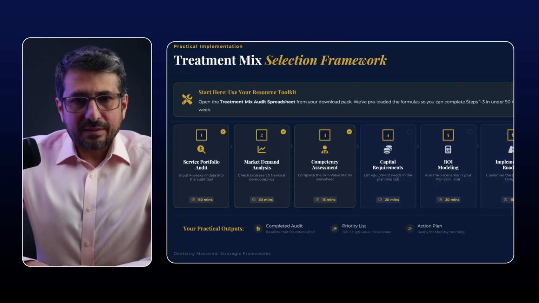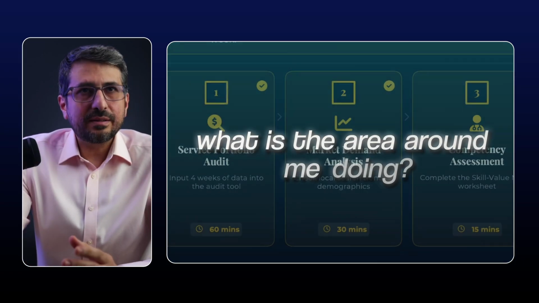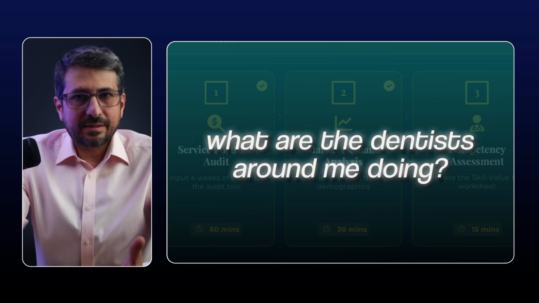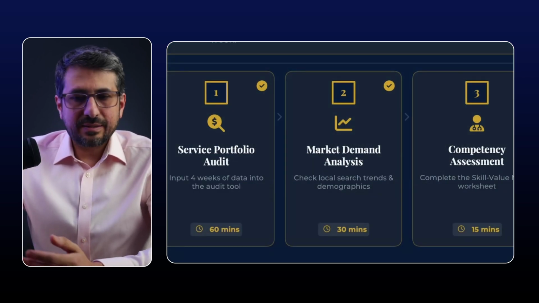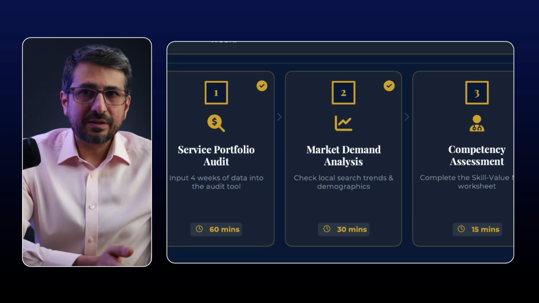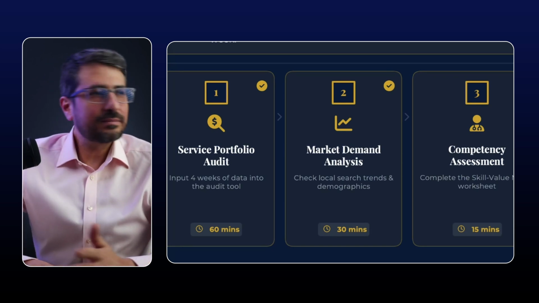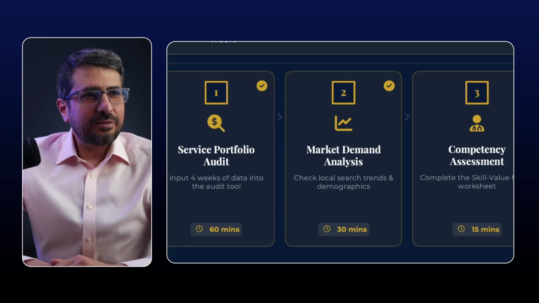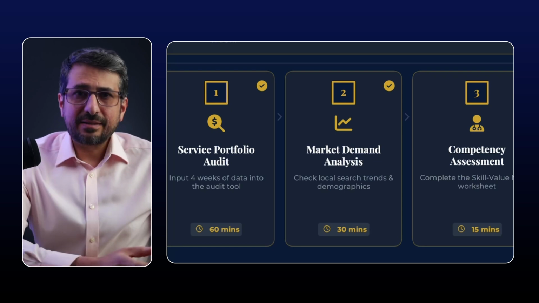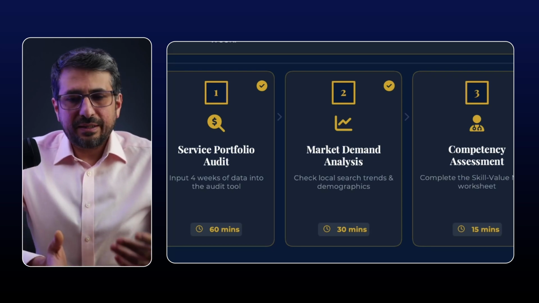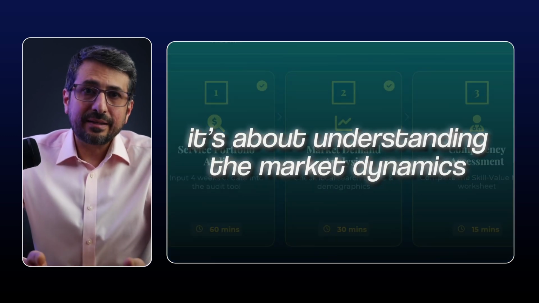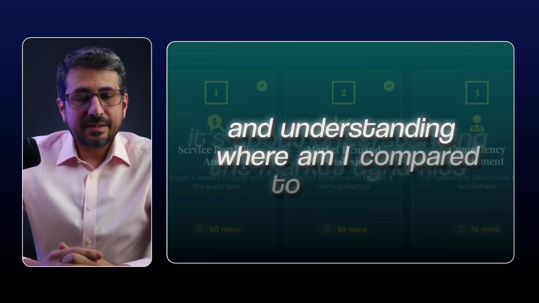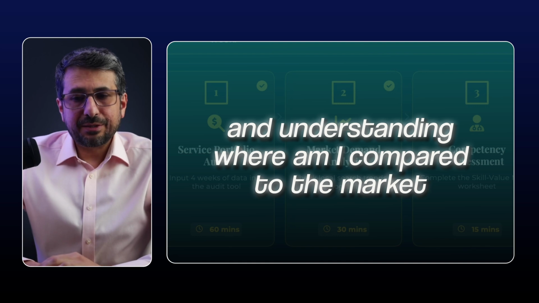So where do we start? We look at market demand. What is the area around me doing? What are the dentists around me doing, right? So for example, if the average crown price in the area is 700-800 and I'm charging 500, why am I charging 500? Is my surgery run down? Is it really a bad place where I'm practicing, right? Maybe I'm very inexperienced. Okay, fine, then I need to upskill. Okay, it's about understanding the market dynamics and understanding where am I compared to the market.